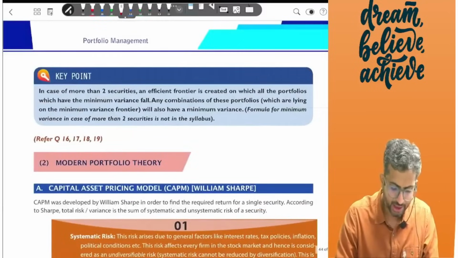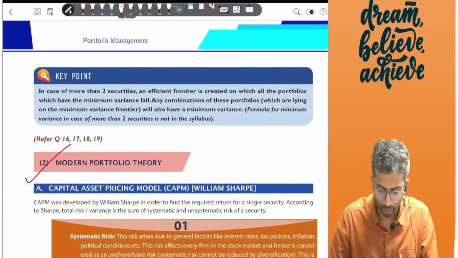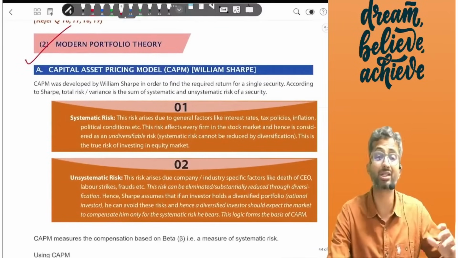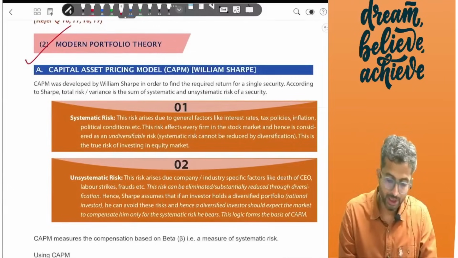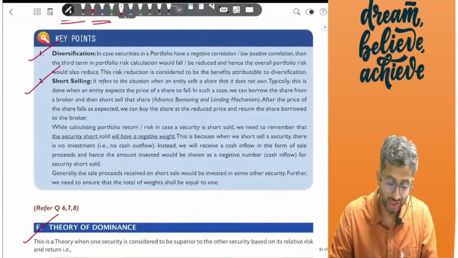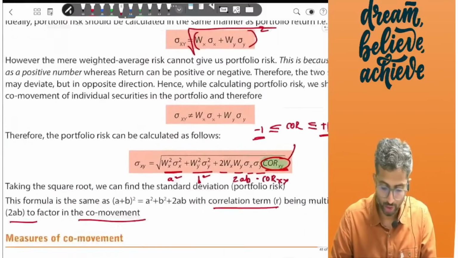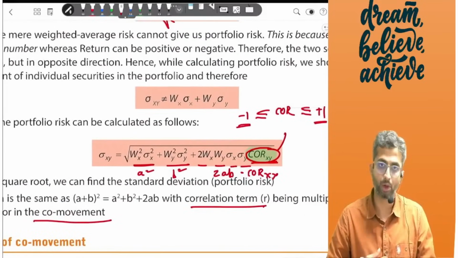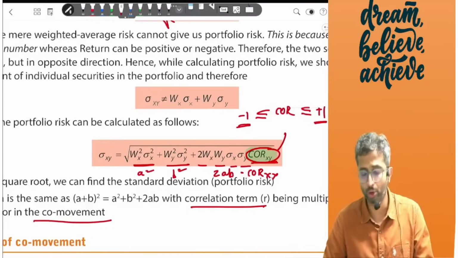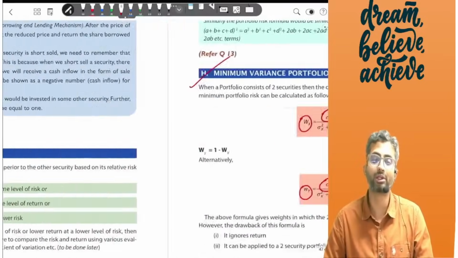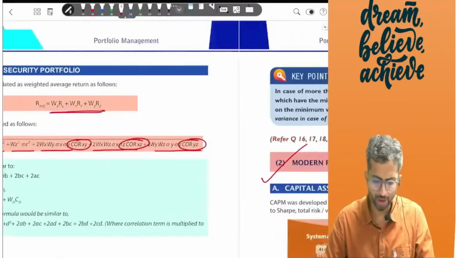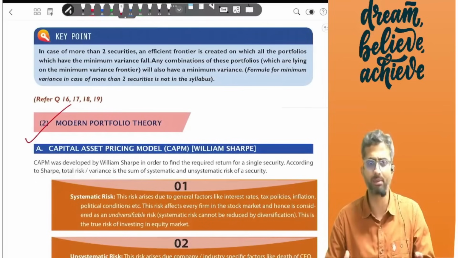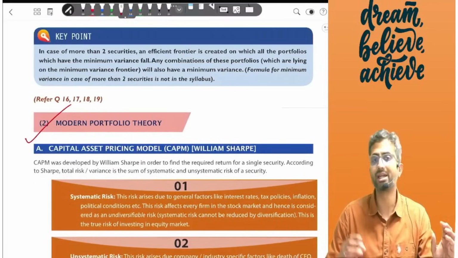Okay, next you have modern portfolio theory. The theory that we just studied was given by Harry Markowitz. So sometimes the institute tells you to calculate the standard deviation using the Markowitz formula. So this is the Markowitz formula, remember. However, this is a traditional formula for finding standard deviation and the portfolio risk. Next, modern portfolio theory is given by William Sharpe, and William Sharpe breaks down the risk into two parameters: systematic and unsystematic risk.